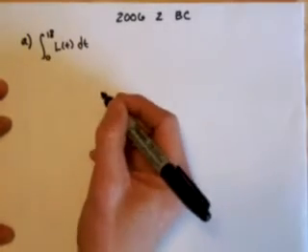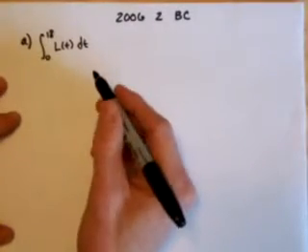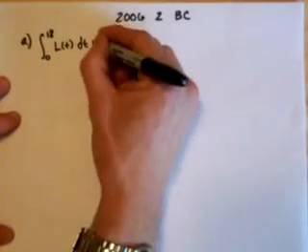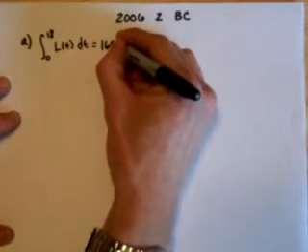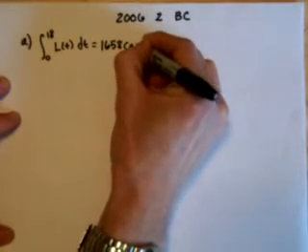So it's a calculator question, and we can plug L into our calculator and integrate, and we're going to get 1,658 cars.